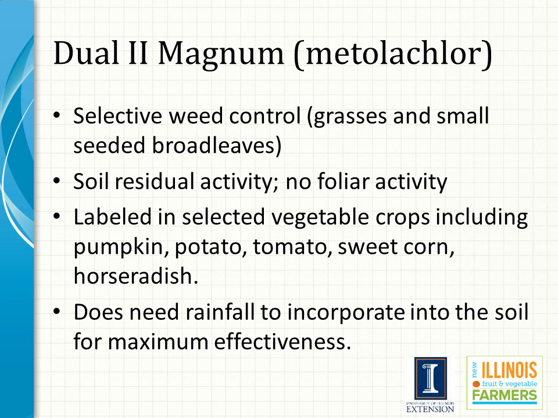Next, we have Dual II Magnum, or metolachlor. It also provides selective weed control for grasses and for small-seeded broadleaves. However, it strictly has soil residual activity and provides no foliar activity for controlling weeds. Therefore, it only controls seedlings that have not yet germinated or emerged. It's labeled for selected vegetable crops, including pumpkin, potato, tomato, sweet corn, and horseradish, among others. It does need rainfall to incorporate it into the soil for maximum effectiveness.